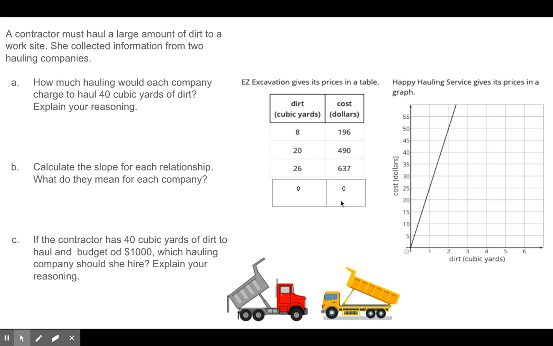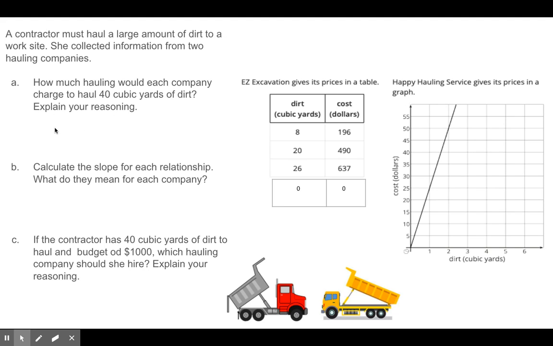And explain our reasoning. So we can't get it off the graph because it only goes to 7 cubic yards of dirt, and we want to haul 40. From the table, also, the amount of dirt that's involved is not in our table. So therefore, we might come back to A.